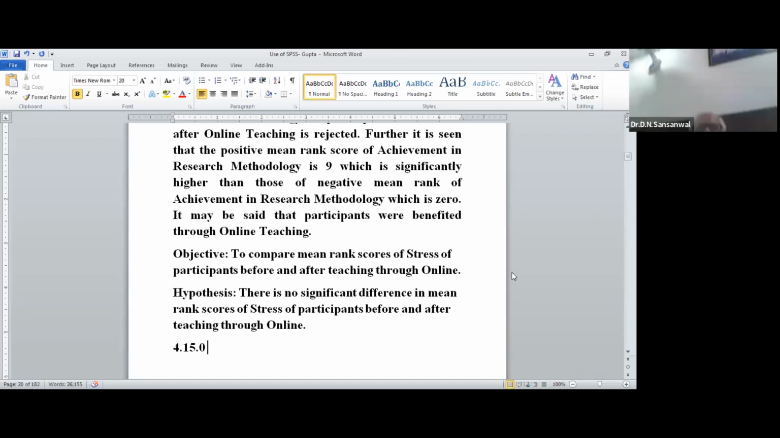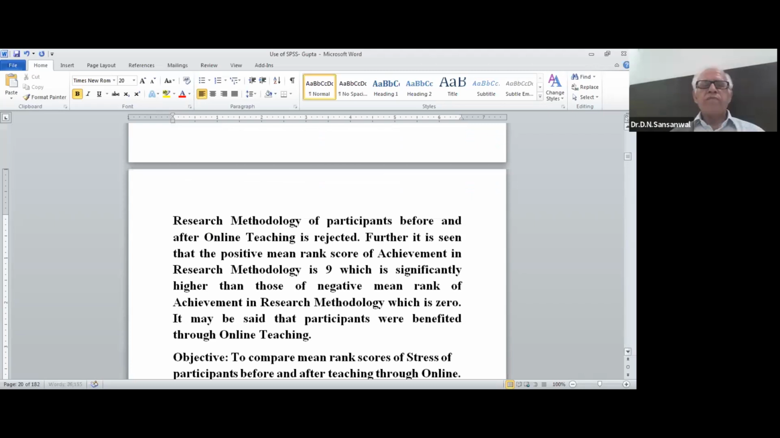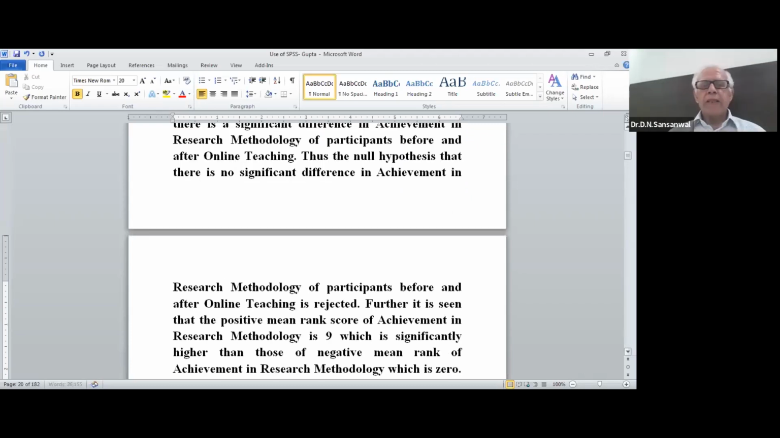So let me just take this and make a table and then change the values.